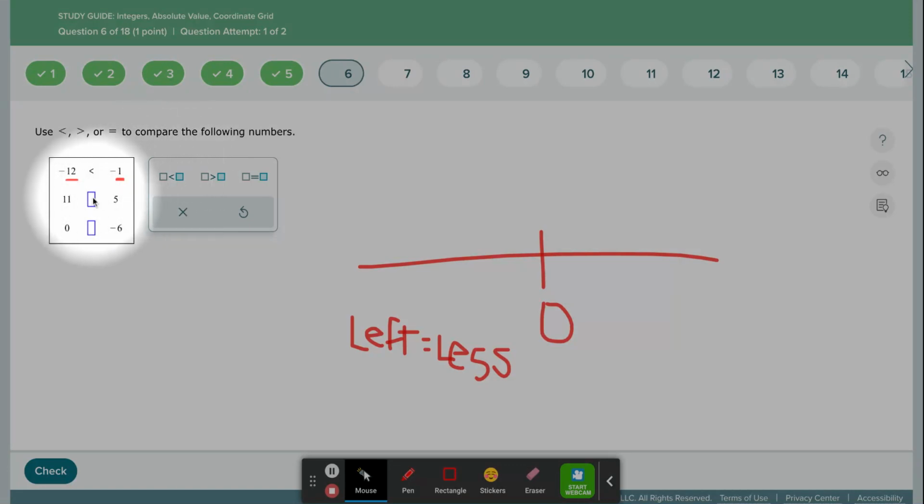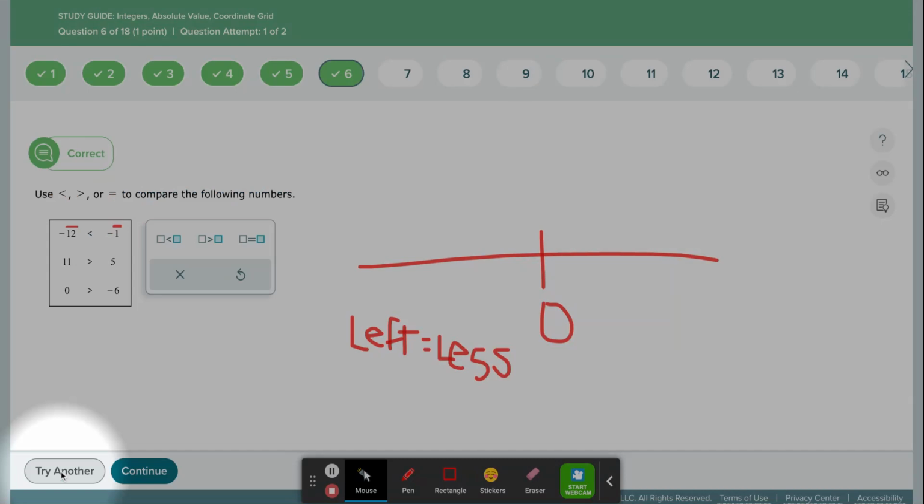Okay, make sure you click on the next box before you start clicking around over here. 11 is definitely greater than 5. And then 0 and negative 6. Well, would you rather have no money or would you rather be in debt $6? In debt means you owe somebody money before you are at zero. So 0, even though it's not a lot of money, it is actually having more. It's still having more than a debt of $6. Okay. Continue.